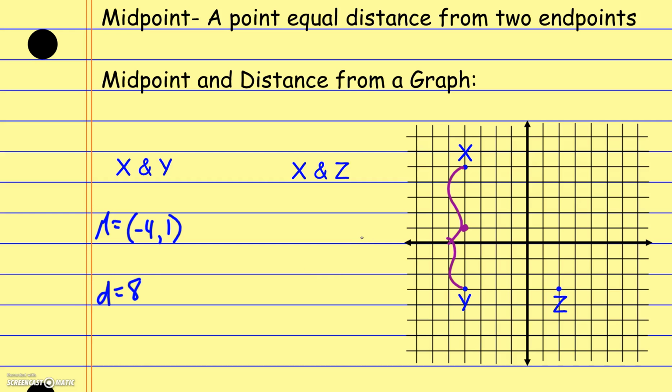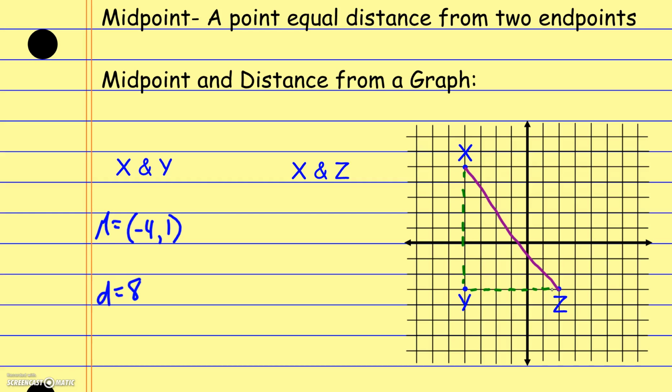What's nice about the graph, and especially with x and y here, is they're lined up very nicely, so I can just count from one to the other. When we look at x and z, however, now we're going on a diagonal, so counting is a little bit more difficult. I can't really count in a diagonal direction, but if I change this into vertical and horizontal, the directions I can count, I'm going down 8, and I'm going over 6.